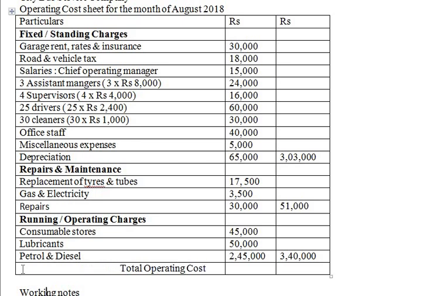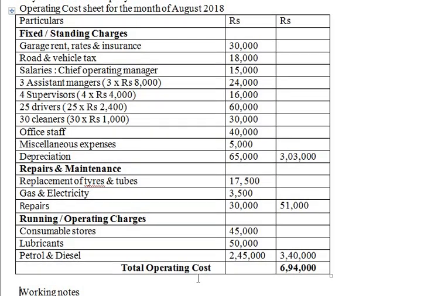Okay. Total is 6,94,000. So this is total operating cost. Okay. Now we need to find out passenger kilometer. Right?